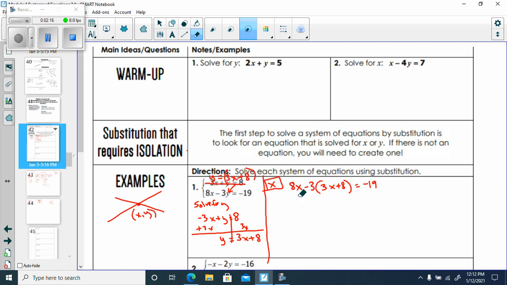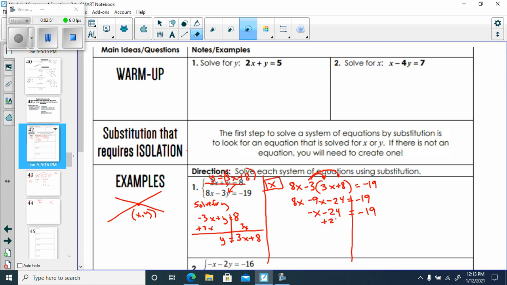Now, PEMDAS tells me that I need to do the parentheses first. 8x, negative 3 times 3x is negative 9x. Negative 3 times 8 is negative 24. That's equal to negative 19. Before we cross the equal sign, let's collect like terms. 8x minus 9x is negative 1x. Negative 1x minus 24 equals negative 19.